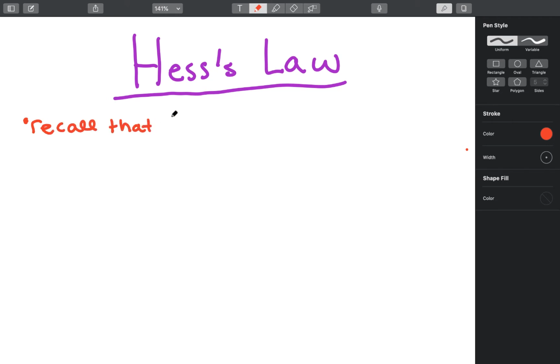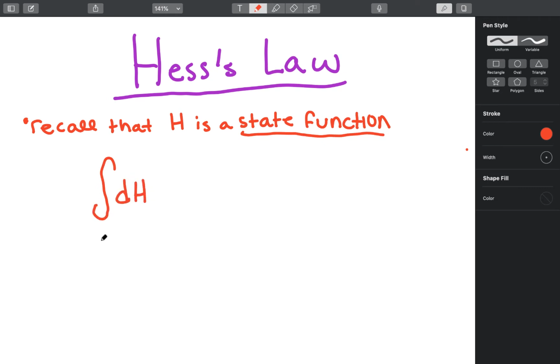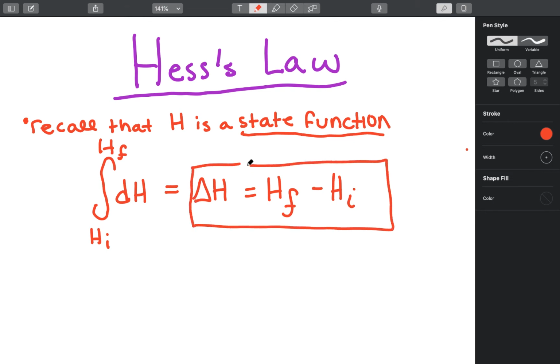that enthalpy is a state function. And remember that a state function is only dependent on the final and initial states. So if you were to integrate a state function, you would get this. So in other words, the change in enthalpy is only due to the initial and final states.